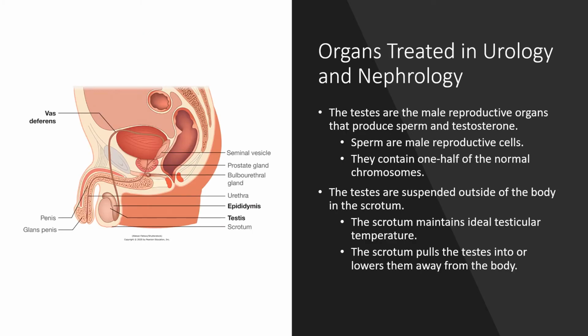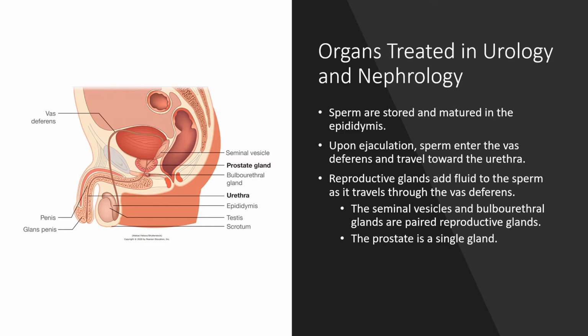The testes are the male reproductive organ that makes sperm and testosterone. Sperm are the male reproductive cells, and they contain half of the normal set of chromosomes that you would find in the body. The testes are suspended outside of the body inside a sac called the scrotum, and the scrotum is there to maintain the ideal testicular temperature, which is a little lower than body temperature. The scrotum pulls the testes into or lowers them away from the body, depending on the temperature of the body and the outside environment.